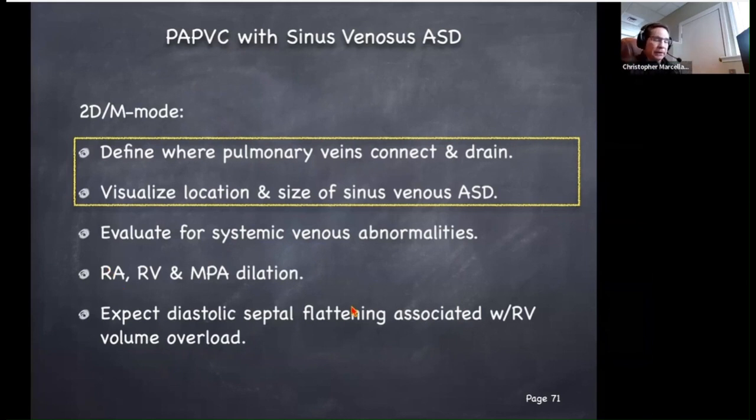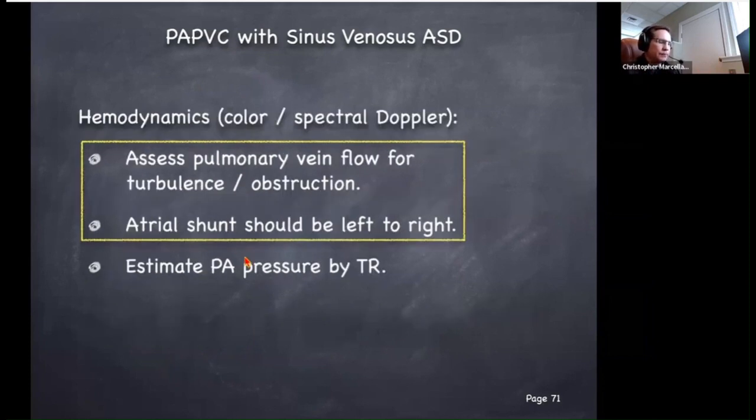You're not going to have so much of a pressure overload like you do in total anomalous pulmonary venous return. You're going to have more of a septal flattening during diastole because it's indicative of volume overload. Assessing the pulmonary veins is the same as we did with the previous example.